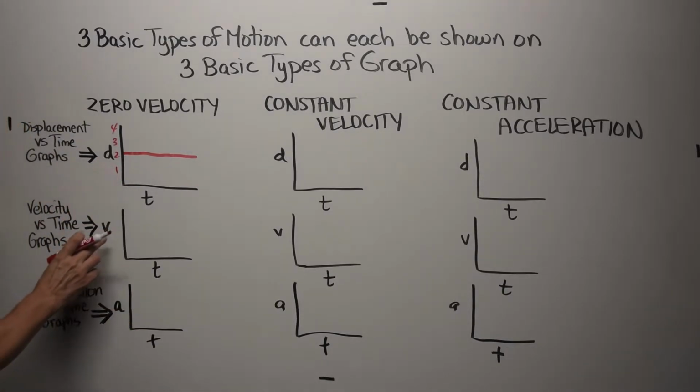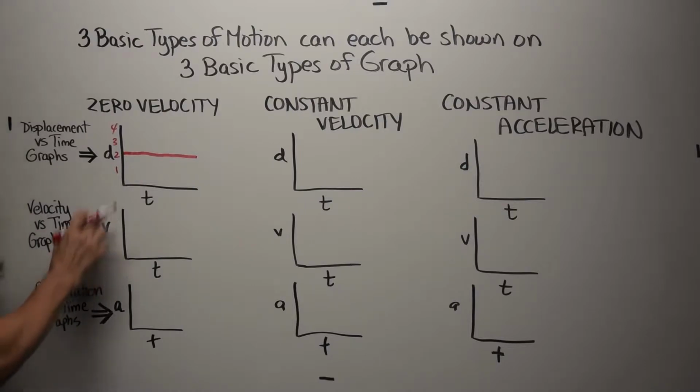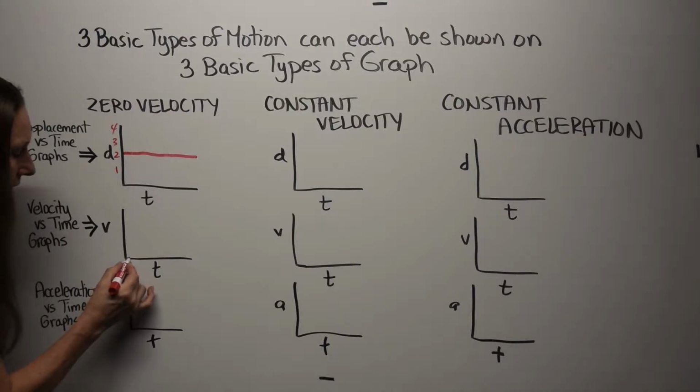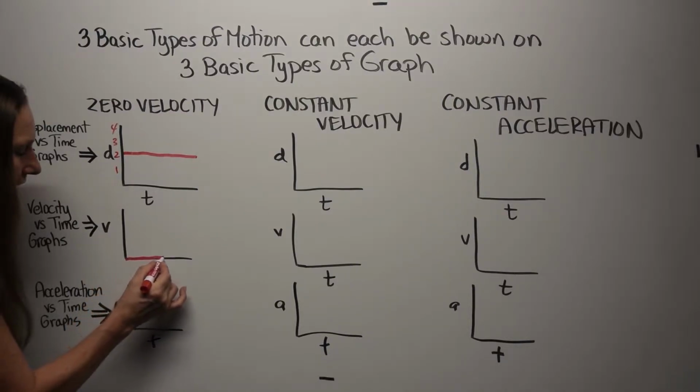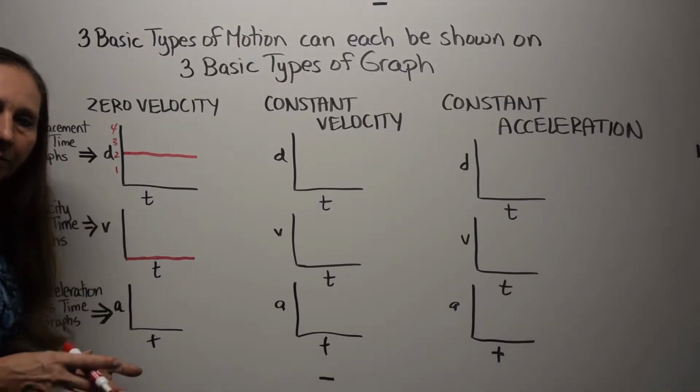Now, what about on a velocity time graph? Well, what's the velocity? The velocity is 0. So it has to be at 0. The velocity is 0, the velocity is 0, the velocity is 0. You're not moving.